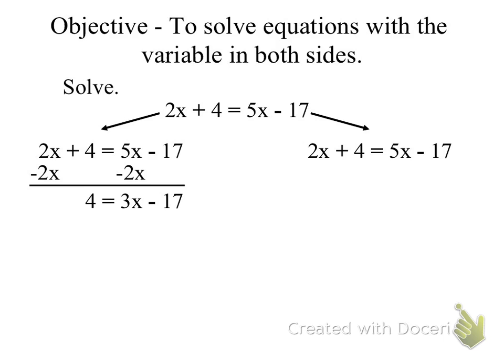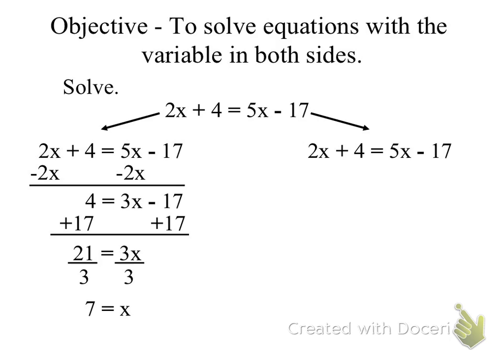Perfect. Next step. Sydney. Add 17 to both sides. Add 17 to both sides. Next step. Rogelio. What's my next line going to read? It's going to be 21 equals 3x. Next step. Rogelio. Divide by 3. Divide what by 3? Both sides. Both sides by 3. Which equals, and notice, Sargis, my x did not jump to the other side of the equal sign.